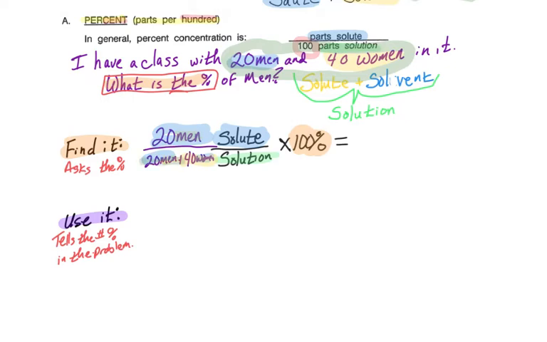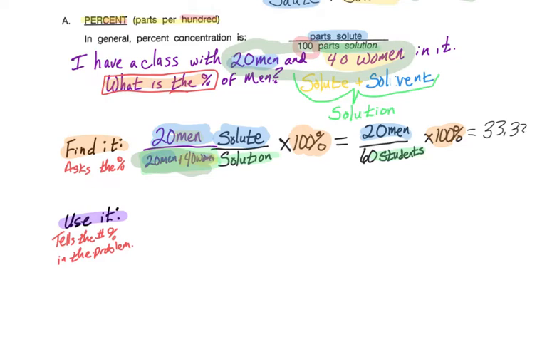So again, we have our 20 men, which is our solute, and then we're going to divide that by our 20 men plus 40 women, which put together is your solution. That's the same as 20 men for every 60 students. Then multiply by 100%. And our calculator says that is equal to 33.33, and it continues on. And that would be percent men.